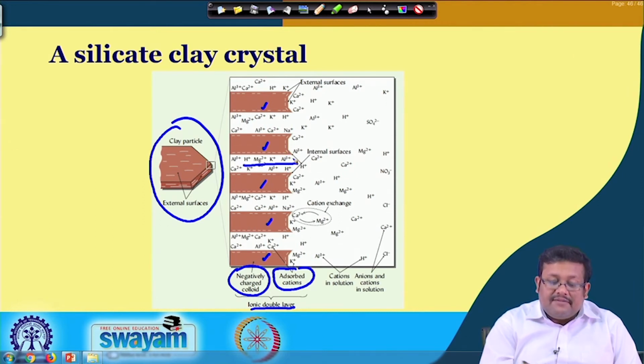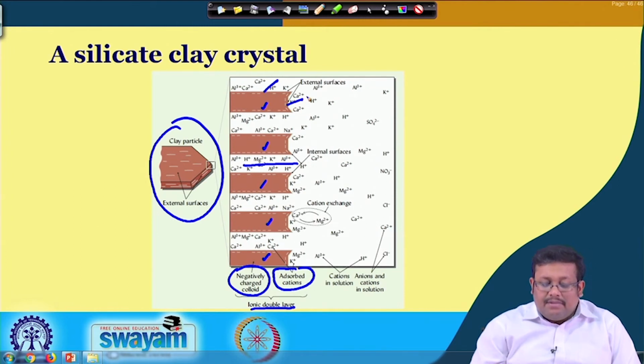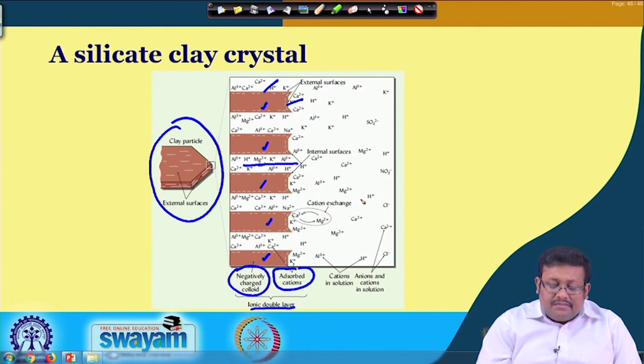So, it is an internal surface, and the external surface is this and this. These are some examples of external surfaces. Obviously, these are in direct contact with the soil solution, and this soil solution contains different types of cations as well as different types of anions, like chloride, nitrate, and so on and so forth.